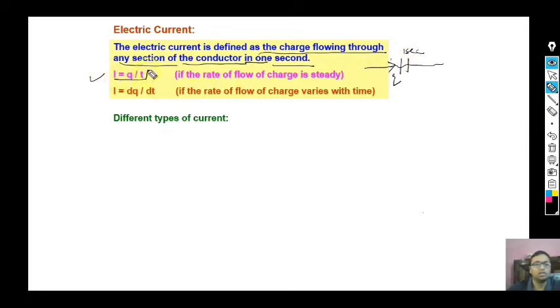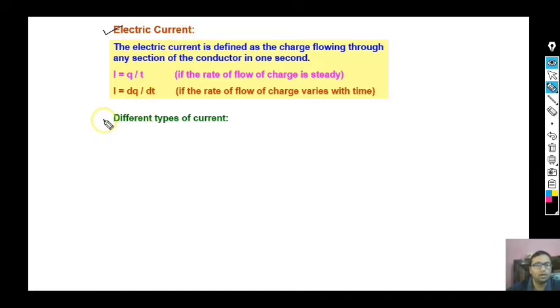The formula for electric current is I equal to Q upon T, and this formula is valid if the rate of flow of charge is steady, meaning charge is flowing with a constant amount in constant time. Then the next thing you have to understand is that if the rate of flow of charge varies with time, in that case your current is given by the second formula, that is dq upon dt. So this is the basic definition of electric current.